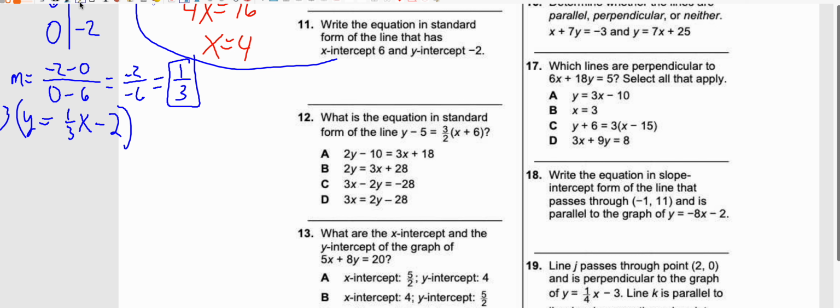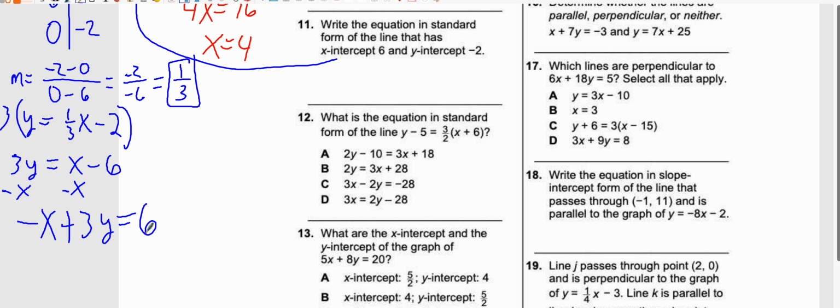Okay, so 3y equals x minus 6. What do I need now to do to get it into standard form? You just moved a bunch of numbers around, so it's 3x. No, it's x. 3y, all I did was multiply by 3. Isn't it x plus 3y equals -6? Or negative x? We've gotta get x to the other side. So negative x plus 3y equals -6. There it is.